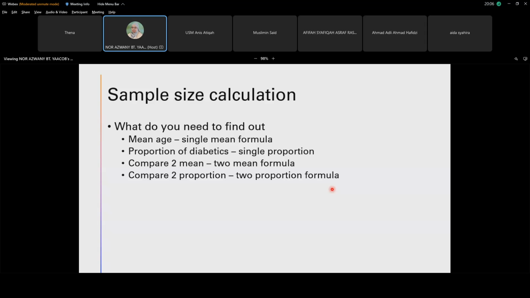Okay. If you are looking into mean age, age is numerical, so you use single mean. If you are looking into prevalence of diabetes or prevalence of hypertension, then you can use single proportion. If you compare two means, for example comparing knowledge score before and after, you have to use the two mean formula. So it's not difficult: two mean formula, two proportion formula. What is the formula? Then you have to go back to the lecture notes. Okay.